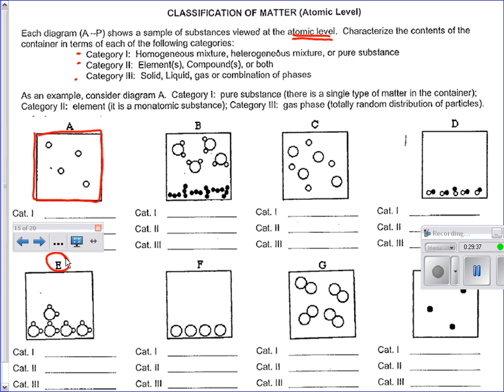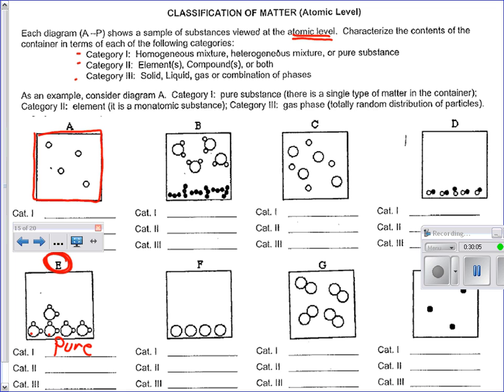So the first one, our first category, remember this is on an atomic level, so we're trying to represent these molecules and atoms on an atomic level. Do you want to classify this as being a homogeneous mixture, a heterogeneous mixture, or a pure substance? I'm going with pure substance. They all look the same, right? So that is a pure substance.